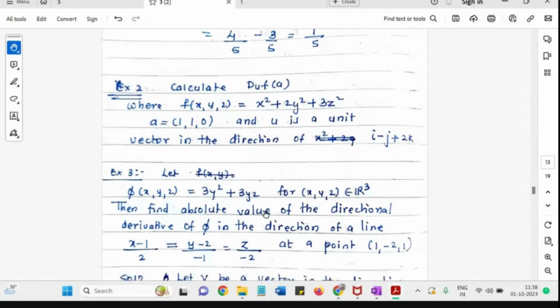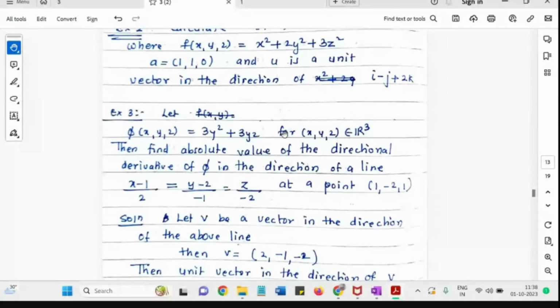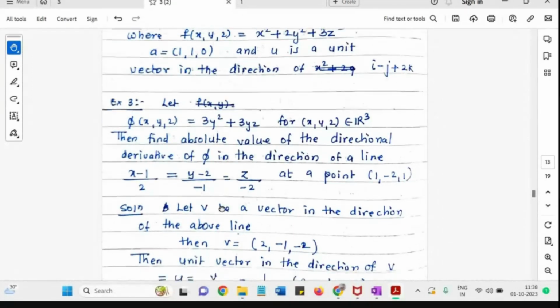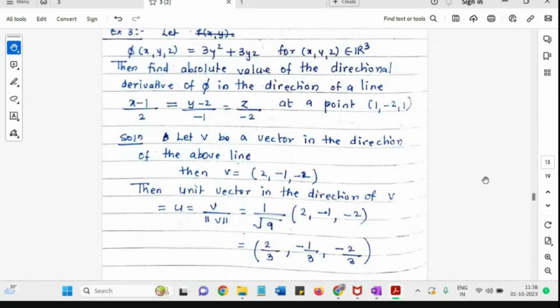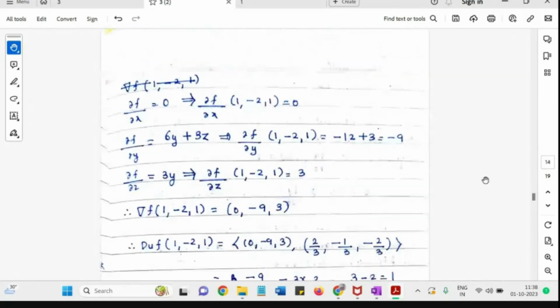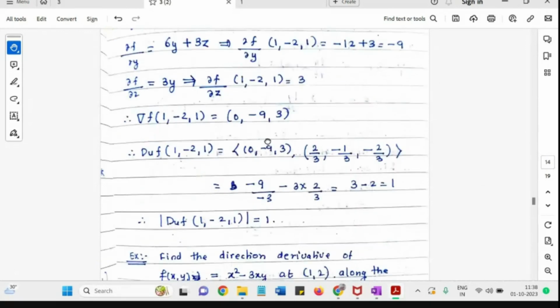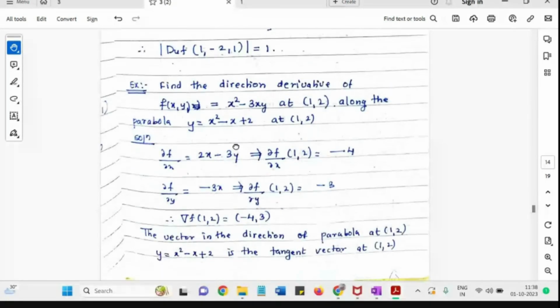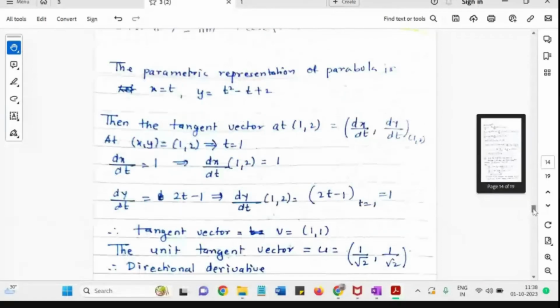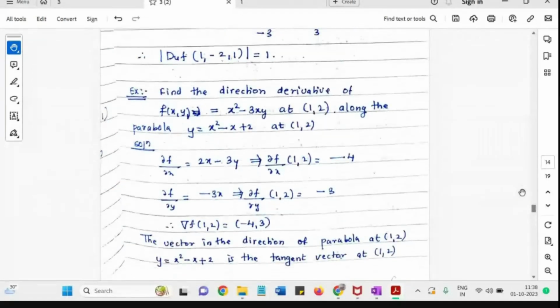Now, before I go ahead with this example, this is something which I had seen in the JAM question paper. I have a similar kind of example ahead, wherein I use the parameterization of the curve. So first, let us discuss that example, and then I'll come back to this one. This is a very nice example to see how the parameterization is used to find the directional derivative.